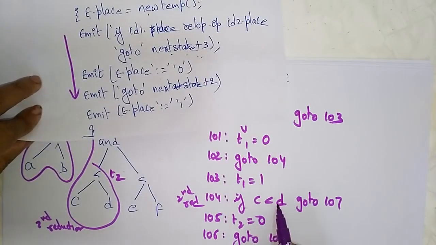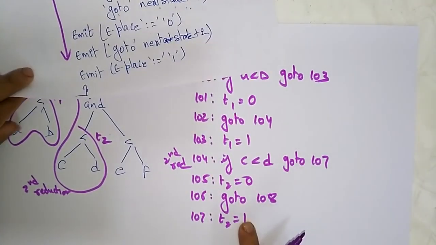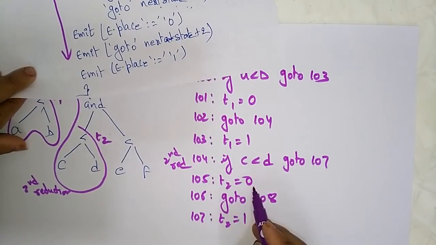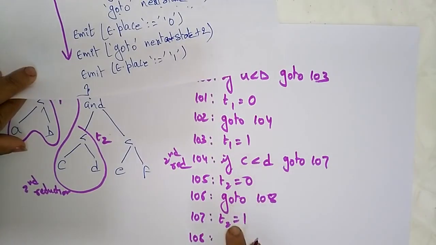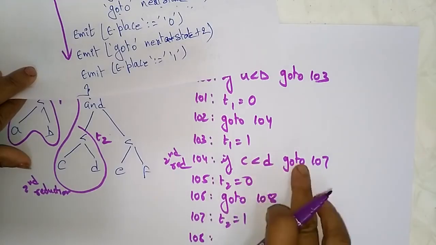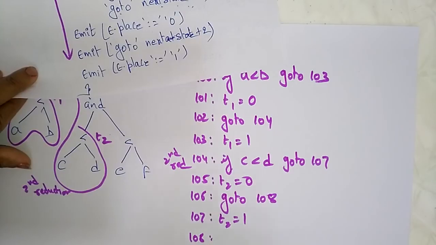If C is less than D, if it is correct, print T2 is equal to 1, meaning we jump to 107. Otherwise, T2 is equal to 0 and go to 108. So whenever this condition is true, print T2 is equal to 1 and continue with the 108 statement. If it is wrong, print T2 is equal to 0 and continue with the 108 statement.